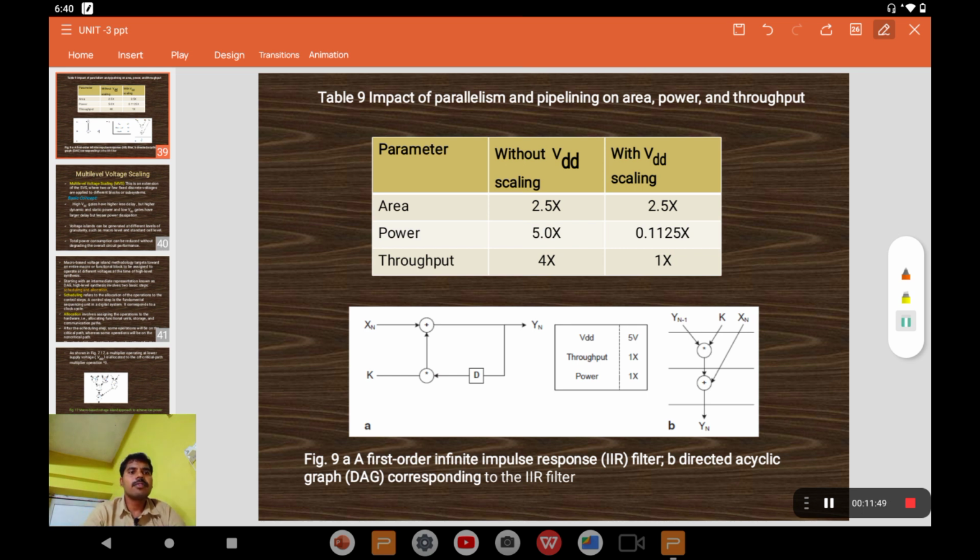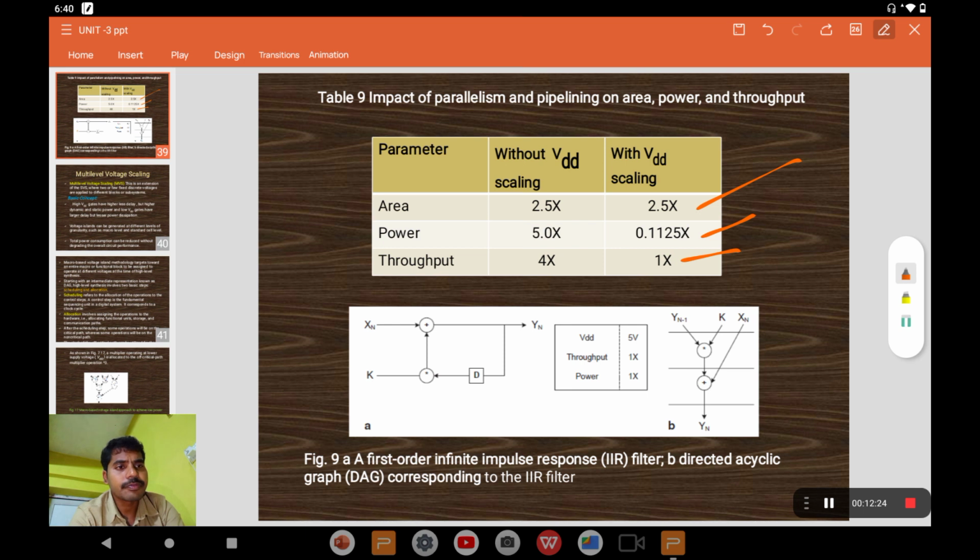So this is an example of parallelism and pipelining with the corresponding diagram. This shows that the overall power is reduced to 0.1125. That means the power decreases to 0.1125, but the area is maintained at 2.5 times that of the original value, and the throughput is also 1x. So this is the overall concept of pipelining, and how we apply it to parallel processing as well as pipelining for the real-time process.